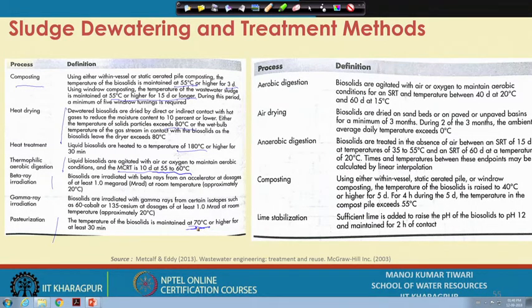We have various digestion processes in the treatment. So, the majority of that we discussed. We have aerobic digestion, air drying, anaerobic digestion, composting, and lime stabilization methods. So, the different features of that are summarized.